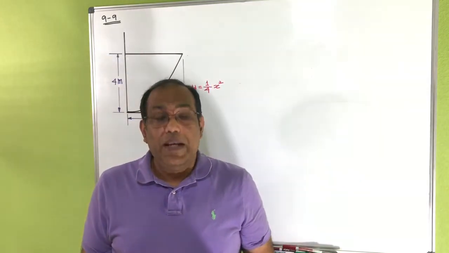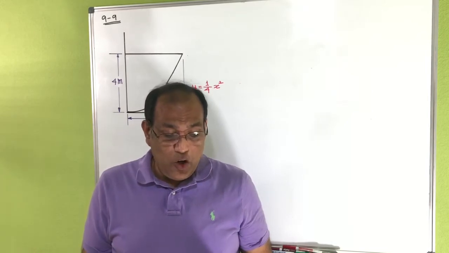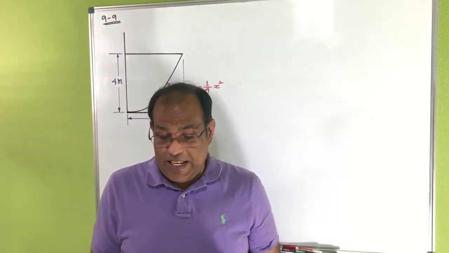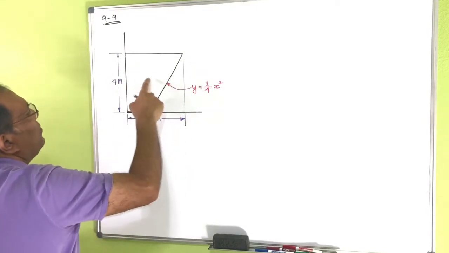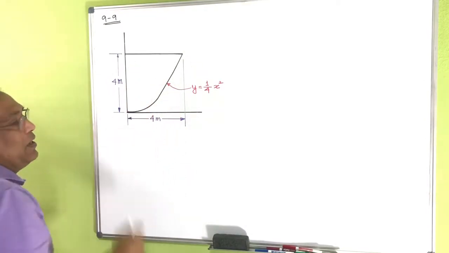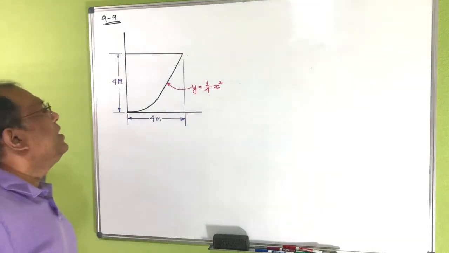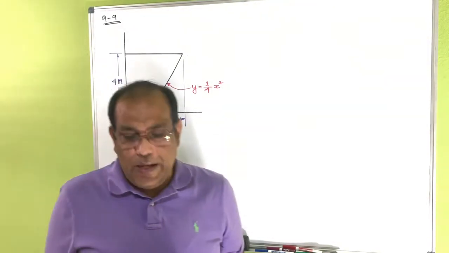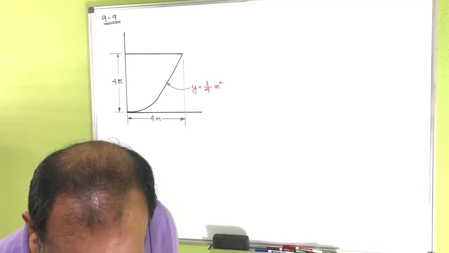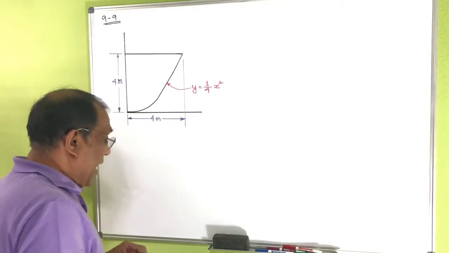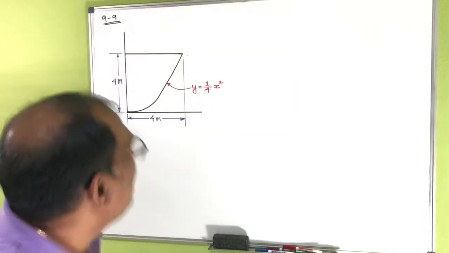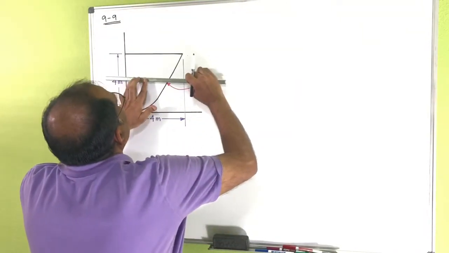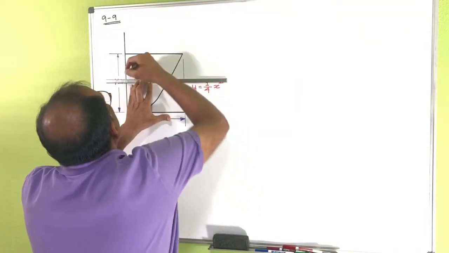Problem number 9-9 is saying to locate the centroid x bar of the shaded area. So this is the shaded area. You have to find the x bar of this shaded area. To do that, we have to take a very small area here. Let's say I just take a very small area here.